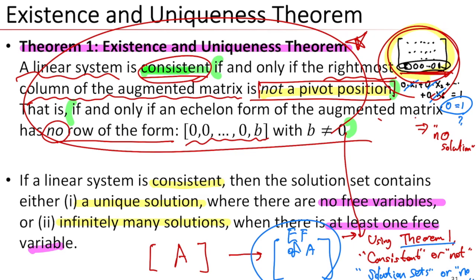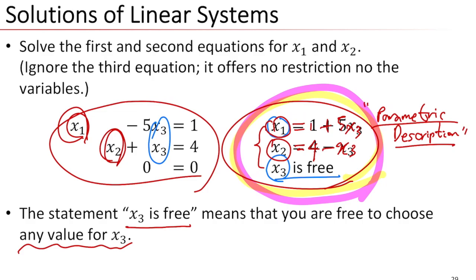Okay, so using theorem 1, we can determine whether this original matrix has a solution set or not, right? If the echelon form of the matrix doesn't have any row like this, then the echelon form of the matrix, or the original matrix A, has a solution. So it means that we can represent the solution set using this parametric description, right?